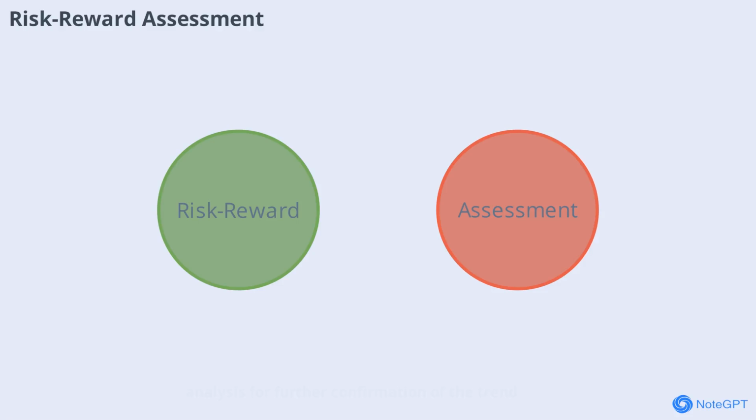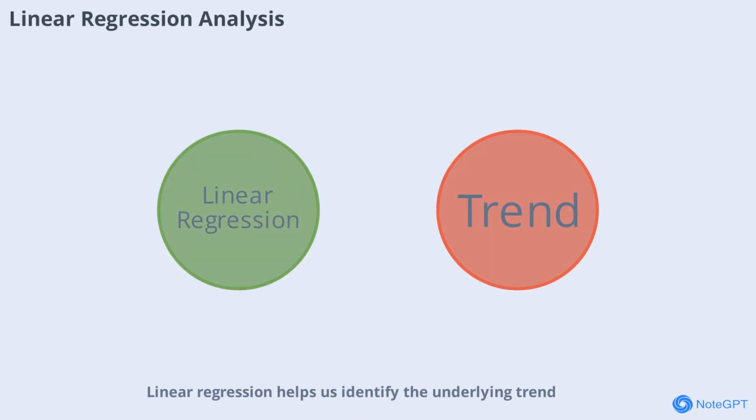Let's now look at the linear regression analysis for further confirmation of the trend. Linear regression helps us identify the underlying trend by fitting a straight line through the price data. For CSCO, the slope is positive at 0.203, and the R-squared value is high at 0.884, indicating a strong fit. The predicted price is $79.50, slightly above the current price, while the deviation is -1.08. This analysis supports the view that the uptrend remains intact, but the pace may be slow.